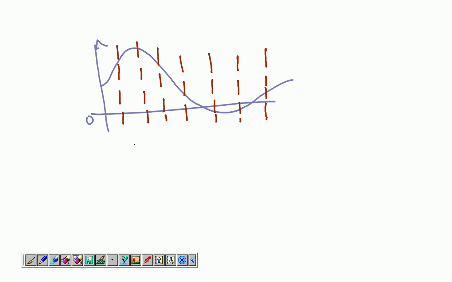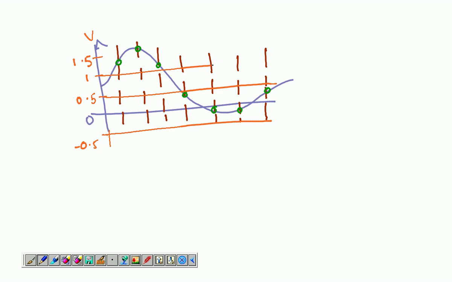The second step is that you quantize the signal. Before we do that, we just mark out the sampled values on the signal, of course. Right. The second step is to quantize the signal. You take quantization levels, which are voltage levels at different voltages. Let's say this is 0.5, this is 1, this is 1.5, and let's say this is negative 0.5. So just draw these levels, and that's your quantized and sampled signal.